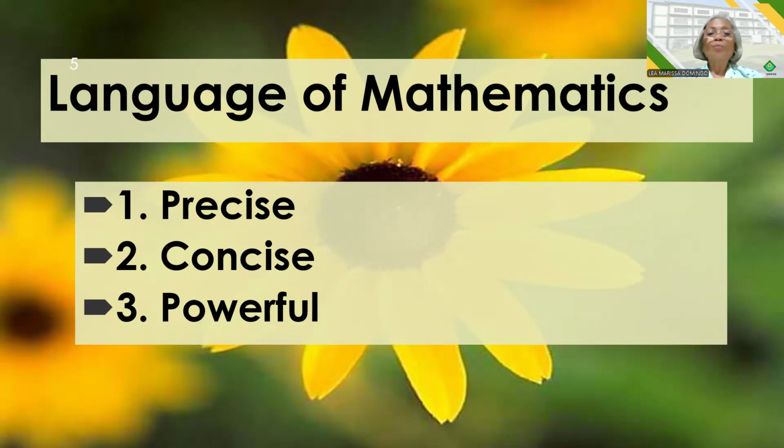The language of math is precise, meaning it is exact and accurate. So no trace of ambiguity. Malinaw siya. Concise, meaning short but comprehensive. Terse, kumbaga, maiksi lang, maliliit na mga salita ang ginagamit. And yet powerful, meaning it is potent and effective.